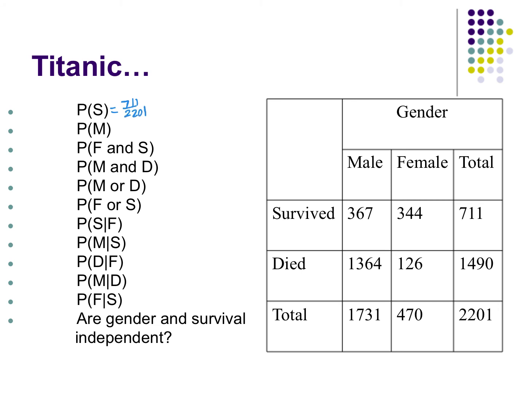Okay, and we're not going to bother with making these into decimals right now, but you can. What's the probability that a randomly chosen passenger or person, not necessarily passenger, but person on the boat was male? Right, 1731 over 2201. We had 1,731 males, only 470 females. Why were there so few females on the boat? Why do you think there were so few females on the boat?